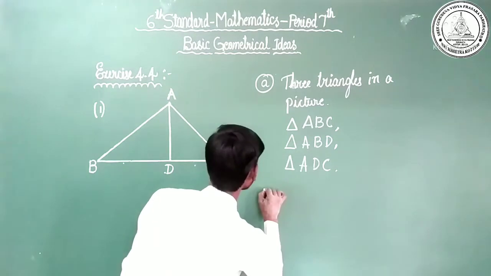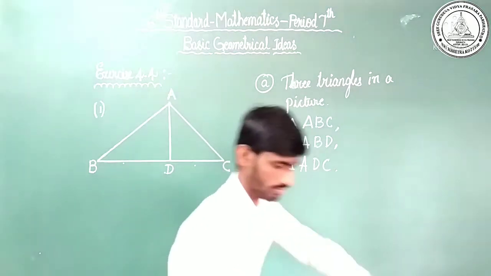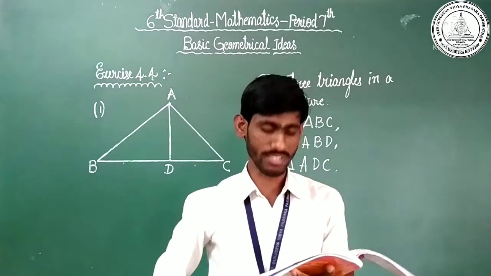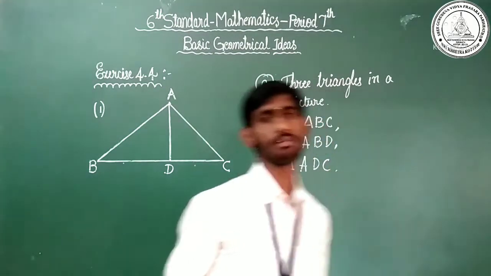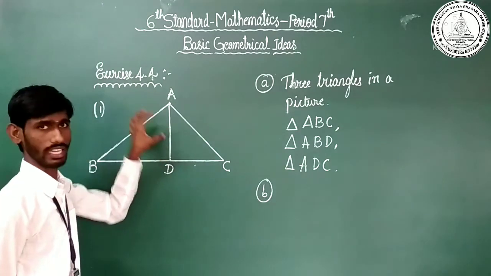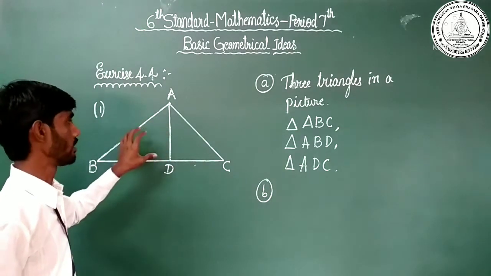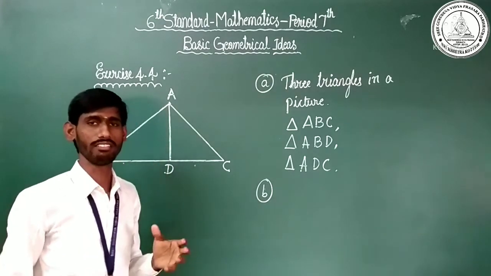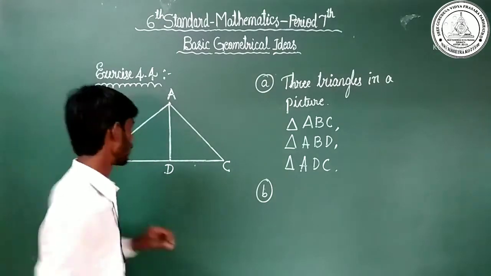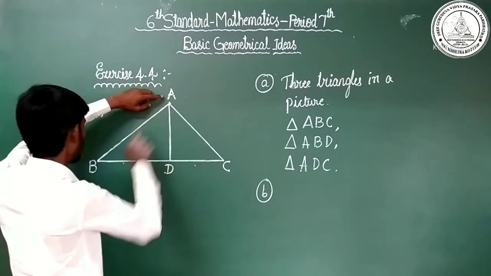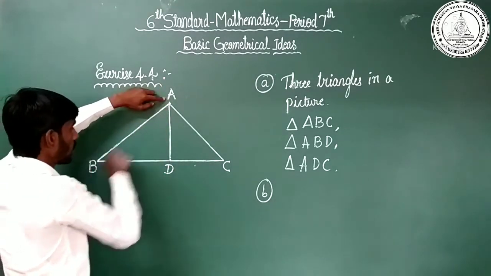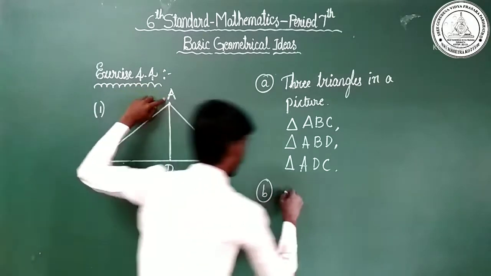Next one, B. Write the names of seven angles. Observe the angles in the given picture. Actually, there are more than 7 angles present in the given picture, but we need to mention only 7 angles. Let us start from A. Angle BAC is the first.